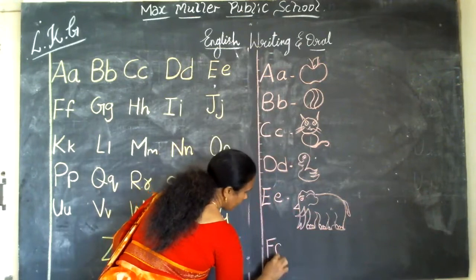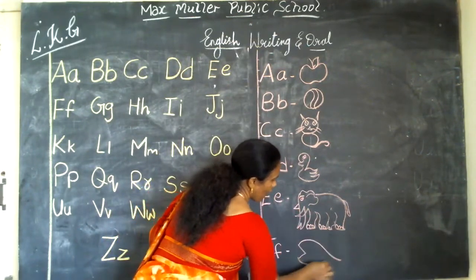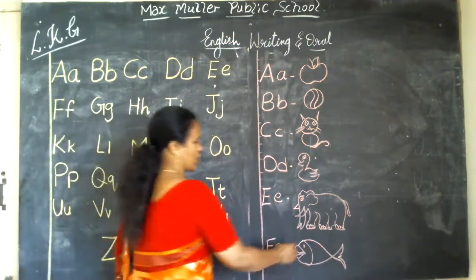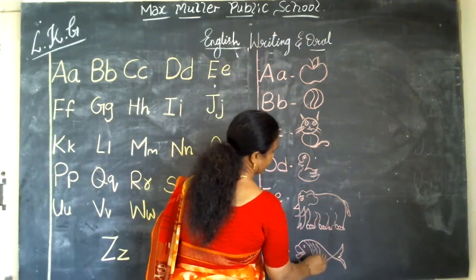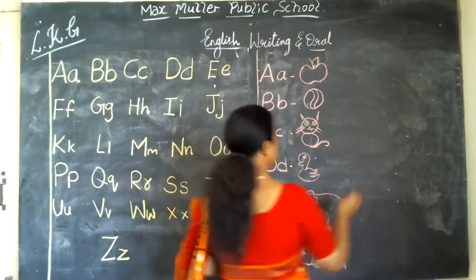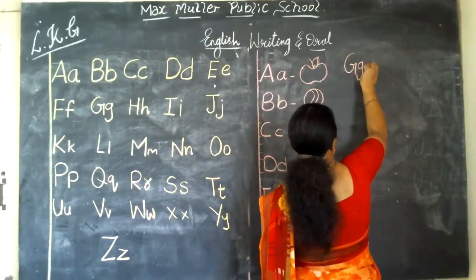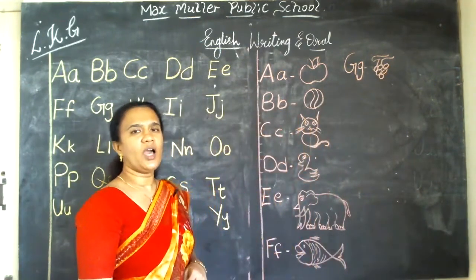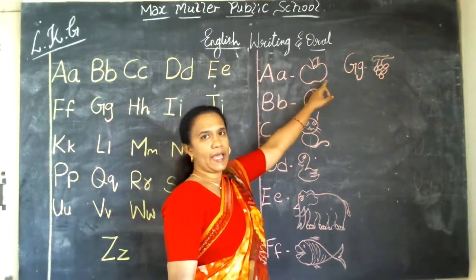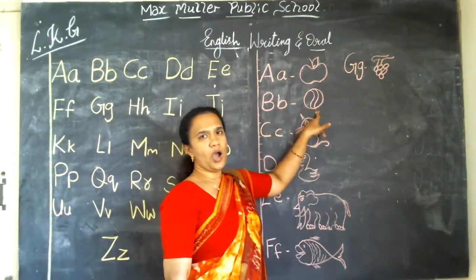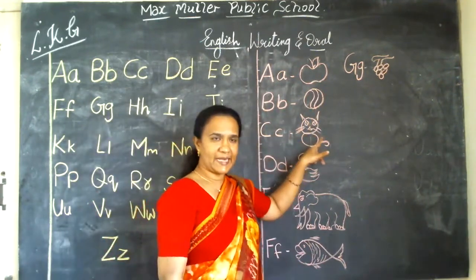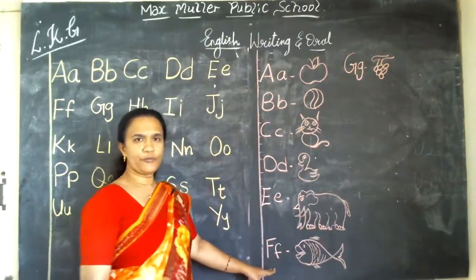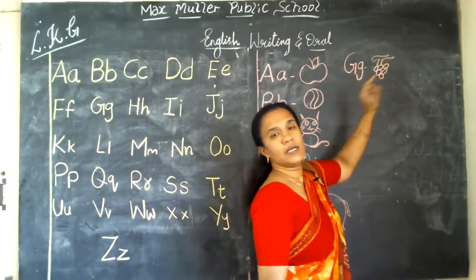F for fish. G for grapes. A for apple. B for ball. C for cat. D for duck. E for elephant. F for fish. G for grapes.